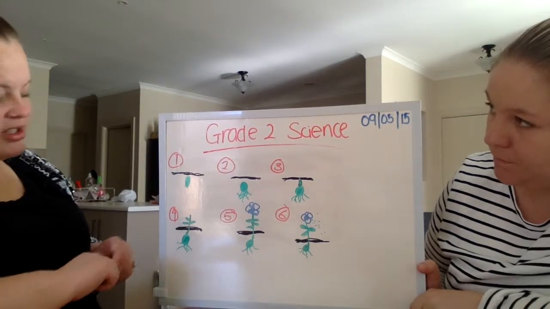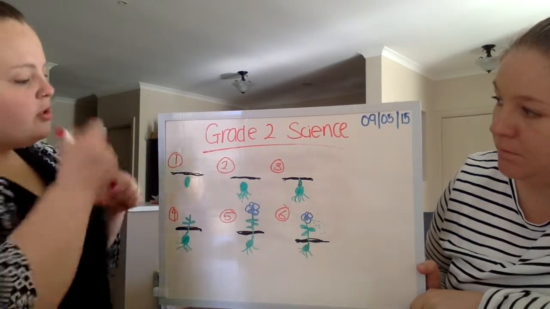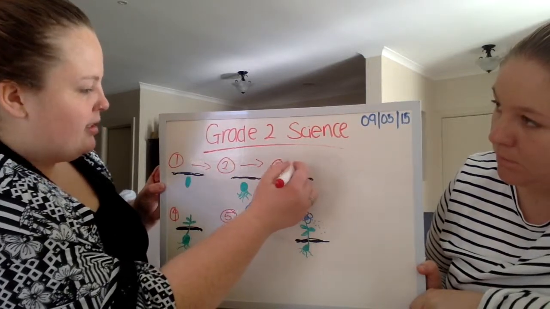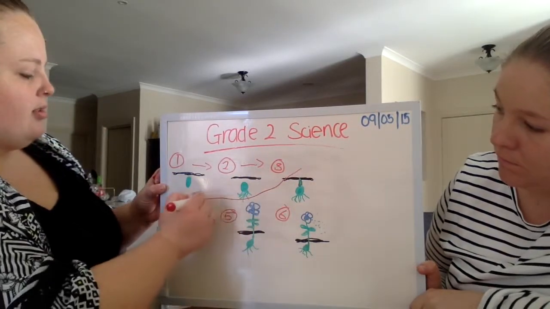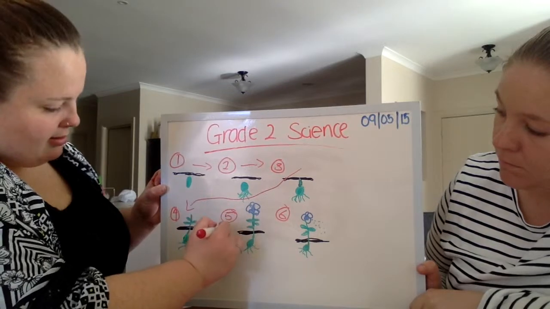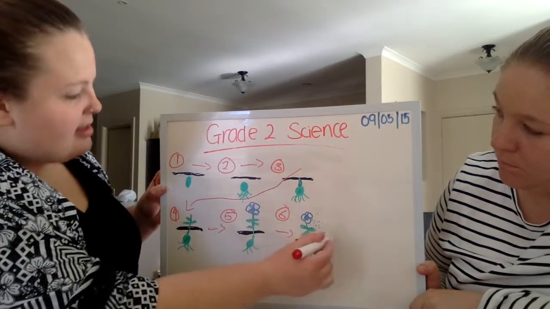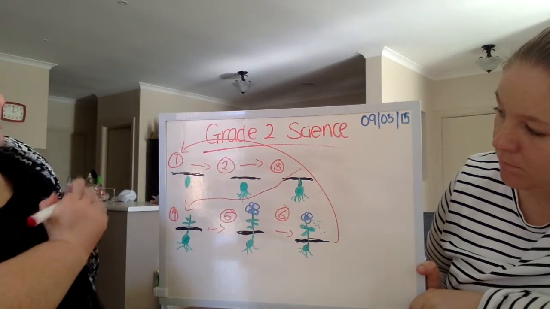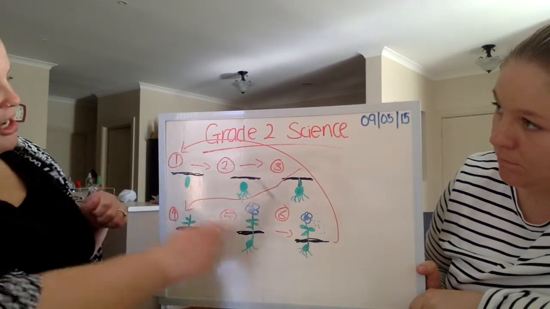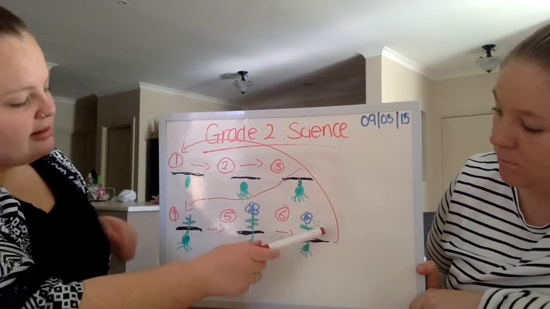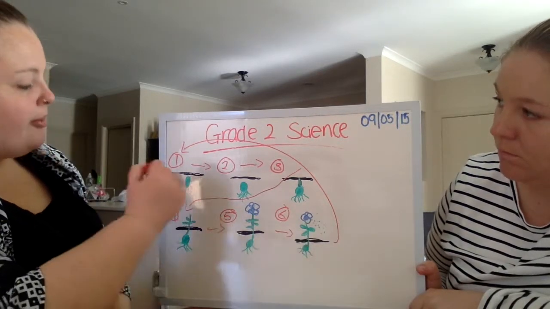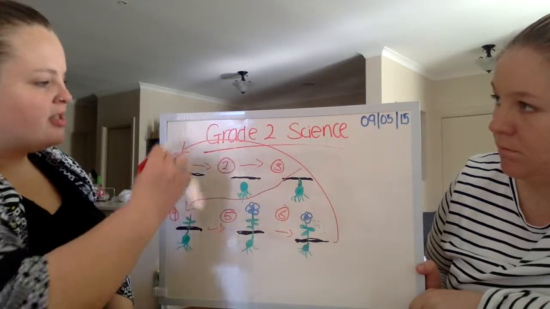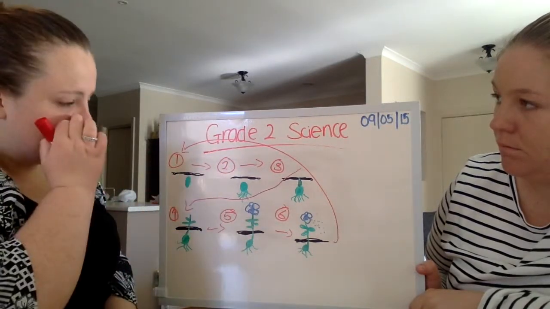Perfect. So they're dispersed. So really, we could just draw arrows between our stages, and then this arrow can go all the way back around here, because once you get to the 6th stage and the seeds are dispersed, you go straight back to the 1st stage and it starts again. That's why it's called a life cycle, because it just keeps going around and around and around.